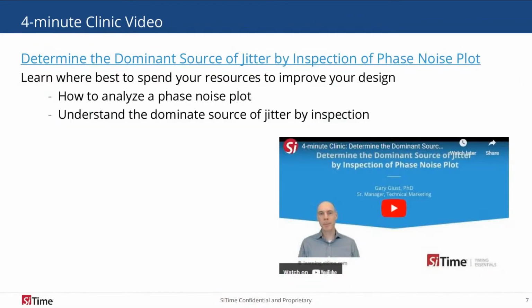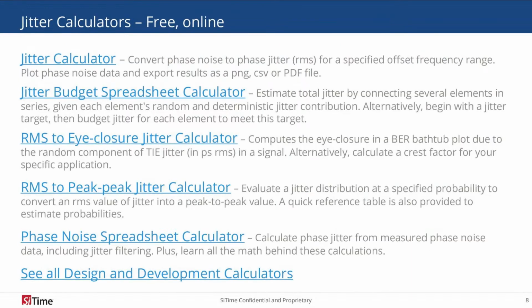We also have a 4-minute clinic video if you're interested in phase noise. This will tell you how to visually inspect the phase noise curve and determine the region of the phase noise that dominates the phase jitter value. When you integrate the phase noise, you get a phase jitter value, and you'll be able to visually inspect the phase noise to determine which region of the phase noise curve is limiting or dominating that phase jitter. So it's a very interesting thing that you can walk away with and be able to eyeball phase noise, which is very useful.